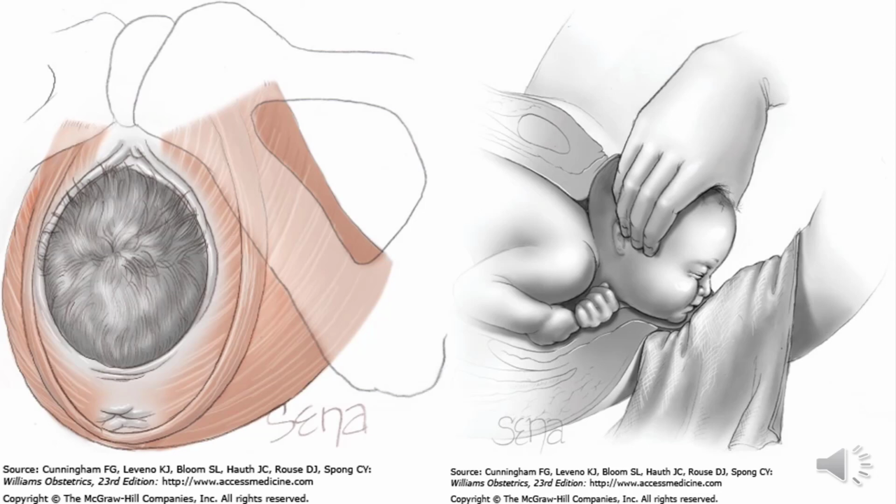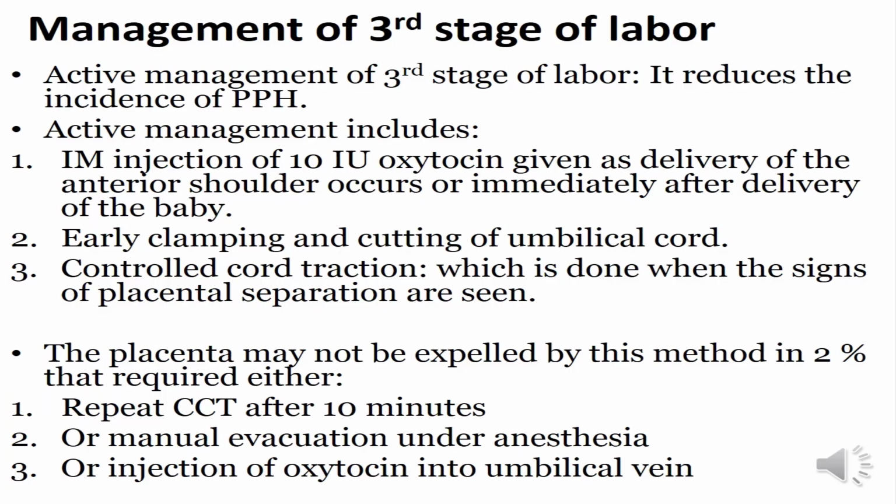Third stage of labor. Active management of third stage of labor reduces the incidence of postpartum hemorrhage. Active management includes intramuscular injection of 10 international units oxytocin given as delivery of the anterior shoulder occurs or immediately after delivery of the baby.